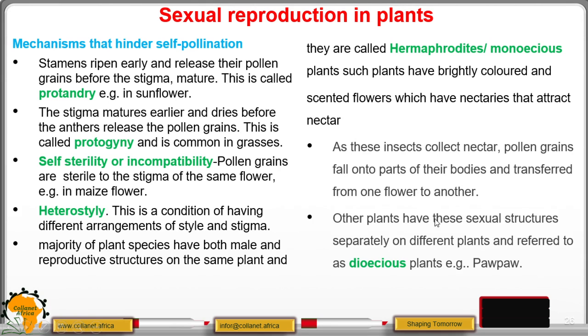Sometimes there are other plants having sexual structures on separate plants, and these are called dioecious, because we have the male flower on one plant and a female flower on a different plant. Such plants are called dioecious. An example is the pawpaw.